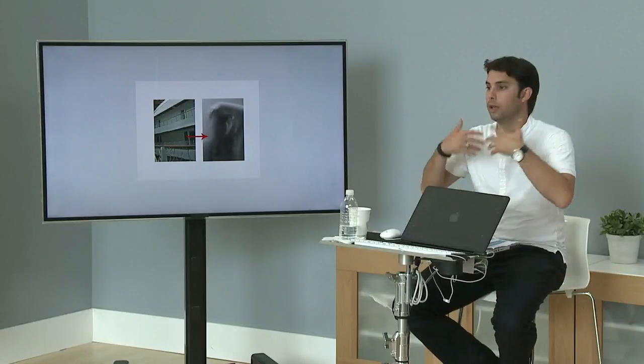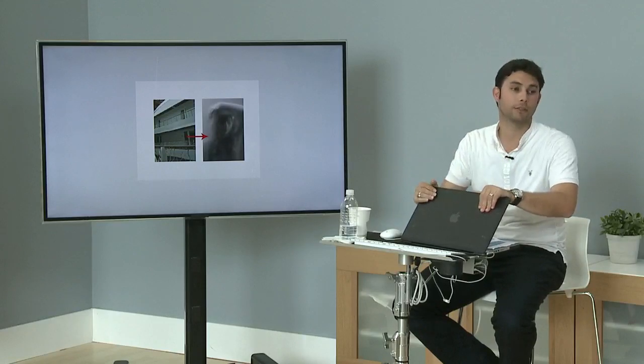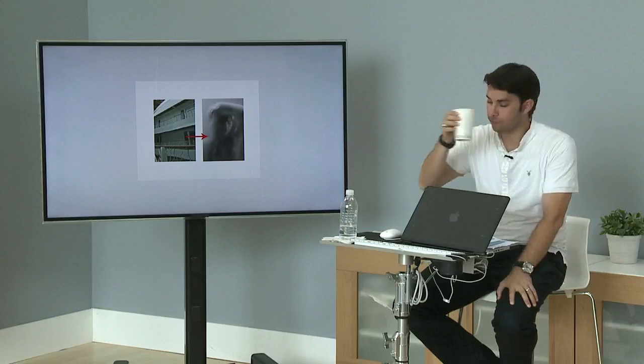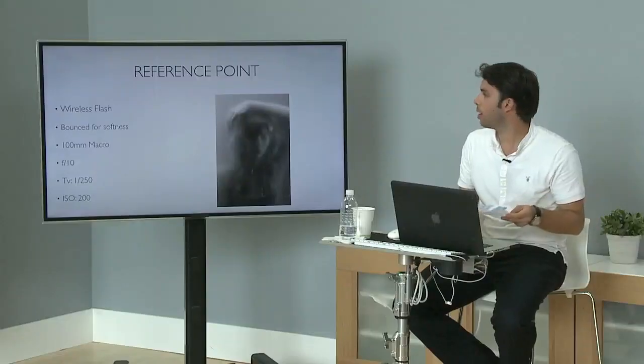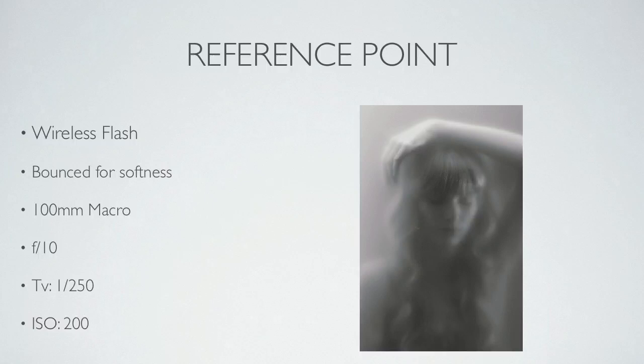So it's just this constant reinforcement of looking around for these things. You just had a flash behind the model, and the glass between you and the model. This is what I had. You can see it right there. Wireless flash, bounce for softness. There was a white ceiling here and a white wall here.